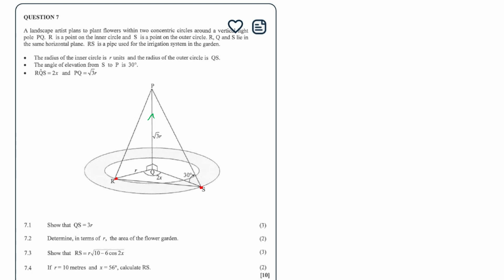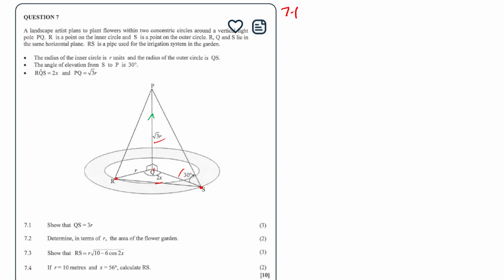The radius of the inner circle is r. Okay, and now the radius of the outer circle is QS. Okay, QS. And the angle of elevation from S to P is 30 degrees. Okay, and then QS is 2x, so it's given here, and PQ is equal to root 3 r. Okay, so for 7.1, show that QS is equal to 3r.